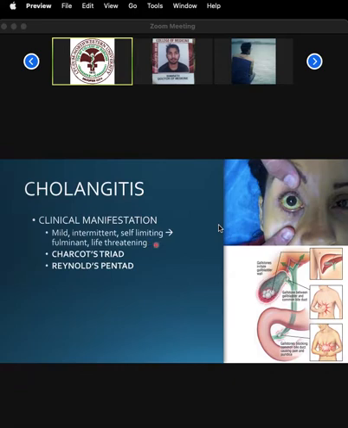So, speaking of cholangitis, we have what we call your Charcot's triad or your Reynolds' pentad. The Charcot's triad is a combination of fever, right upper quadrant pain, and jaundice. Okay. On the other hand, Reynolds' pentad is Charcot's triad plus signs and symptoms of septic shock like hypotension and mental status changes or disorientation. Okay, so it's worse.